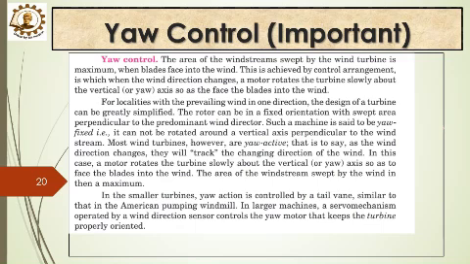Now coming to the concept of yaw control. What is yaw control? It's very, very important. Yaw control means the area of the wind stream swept by the wind turbine is maximum when the blades are facing the wind. This is achieved by a control arrangement: whenever the wind direction changes, this control operates, the motor rotates and the turbine slowly turns about the vertical axis, or yaw, so that the blades face the wind.